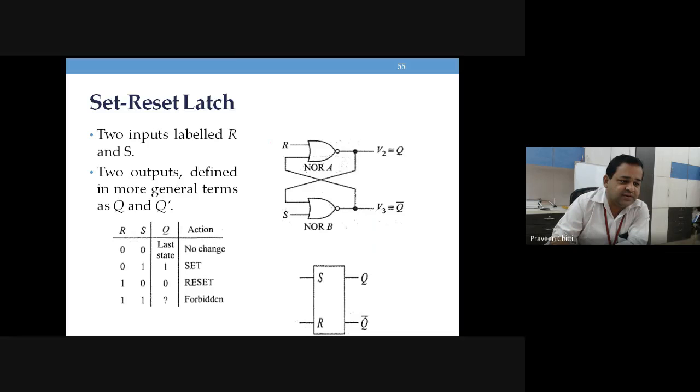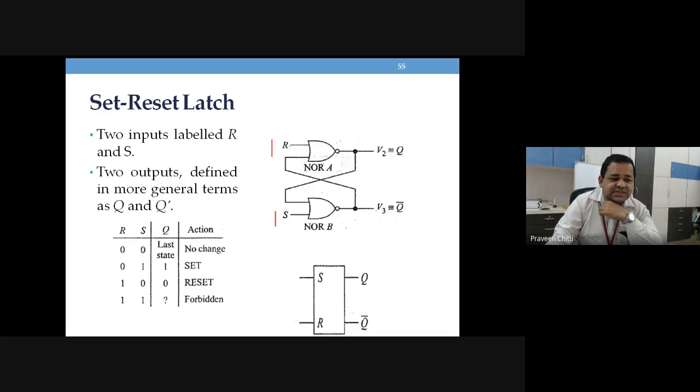And then the last one, when both are 1, 1. When you give both the inputs as 1 and 1, R equal to 1, S equal to 1, what happens?